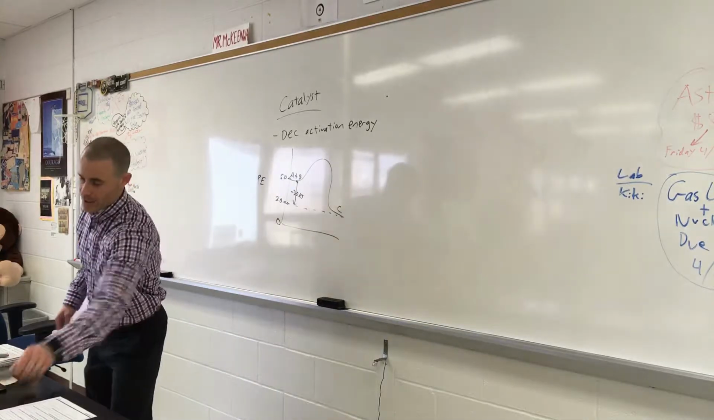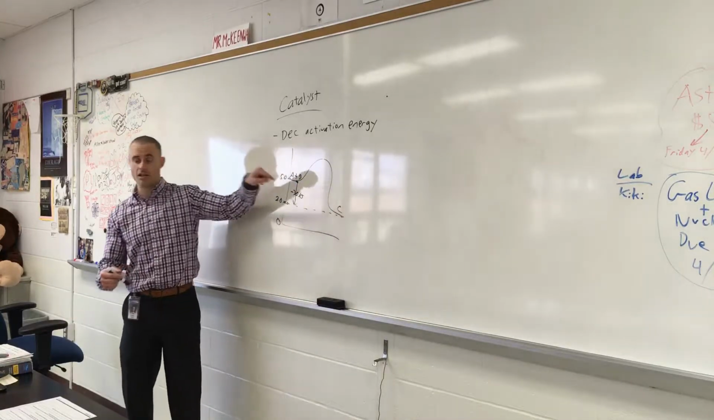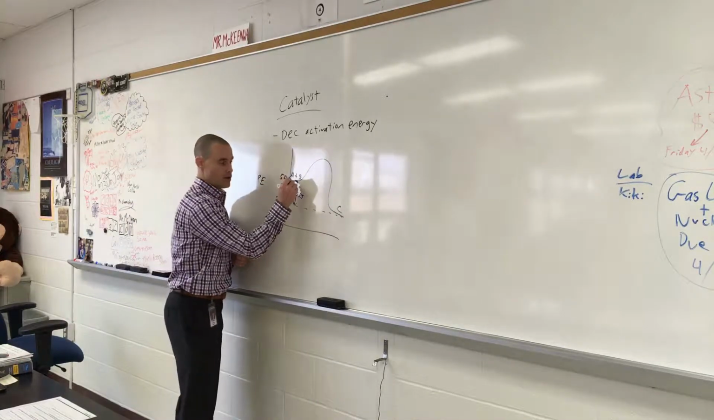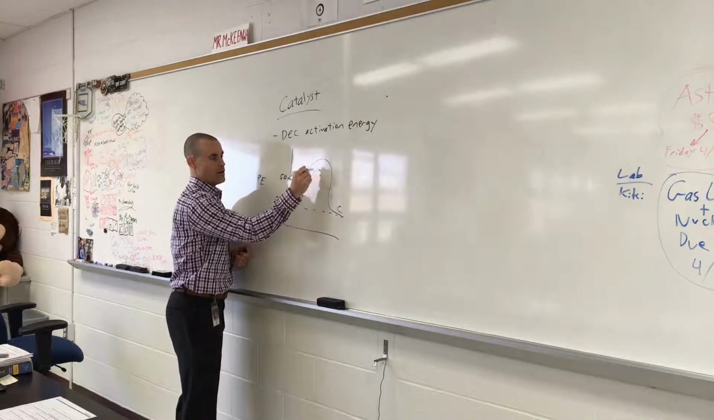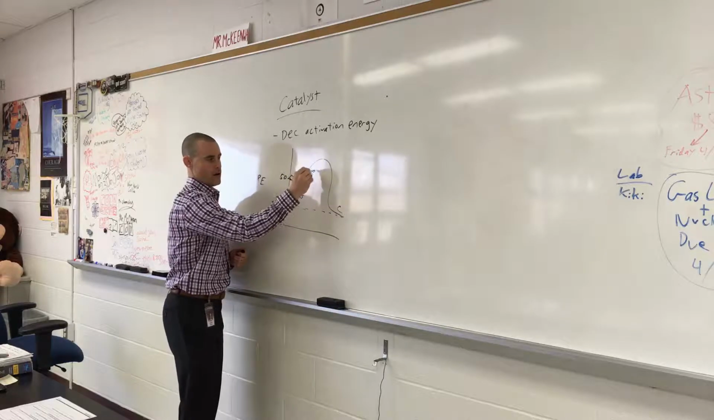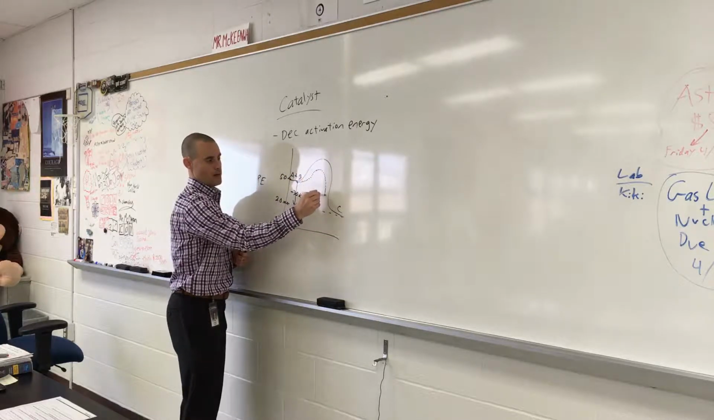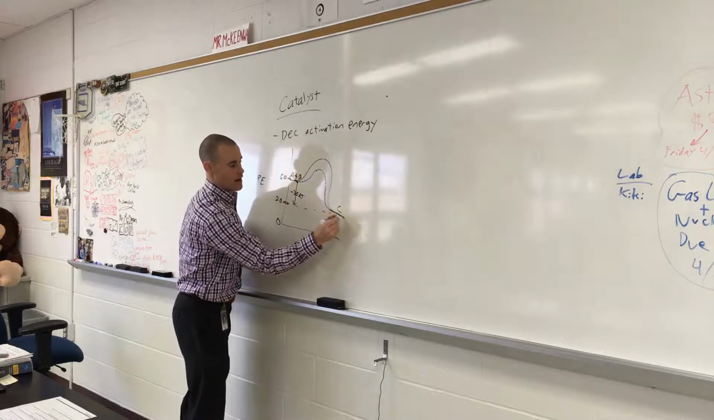So when we're drawing a catalyst, and again, if you don't have this, I need you to get this in your notes. You start at your reactants, that doesn't change. You draw a dotted line underneath, you kind of mirror the curve. You do the same curve the best you can, and then you end at your products.